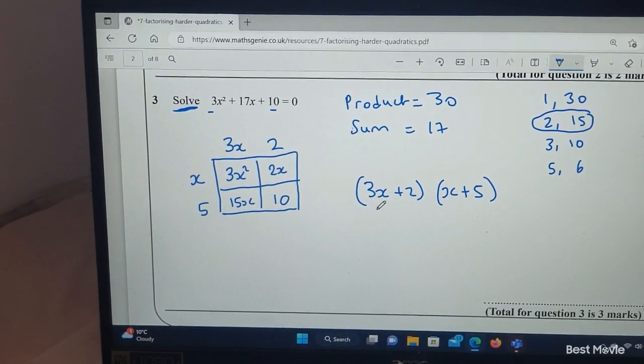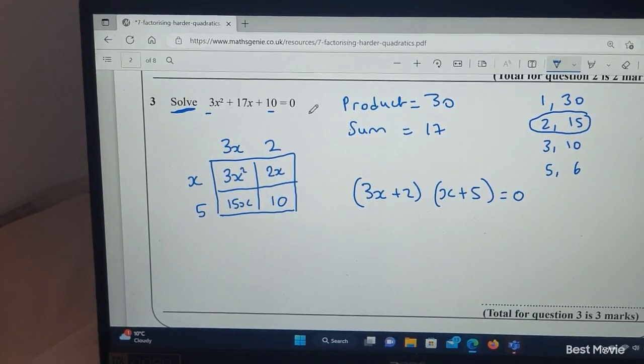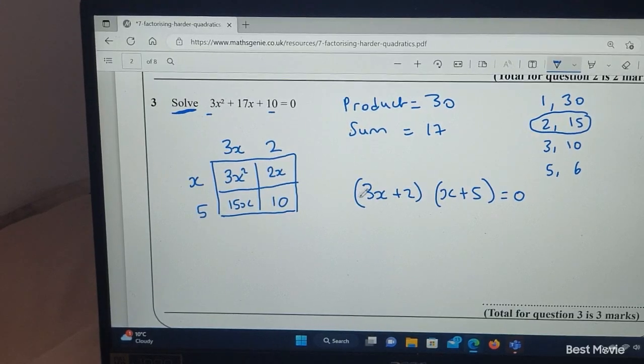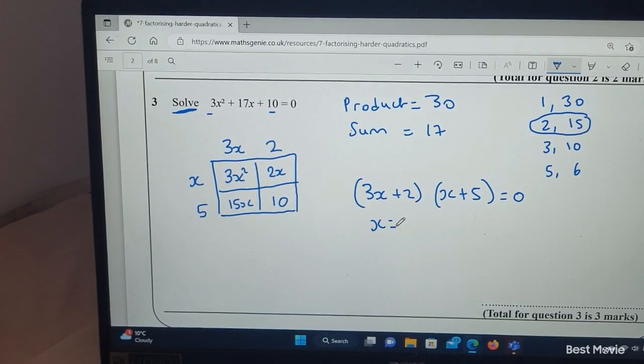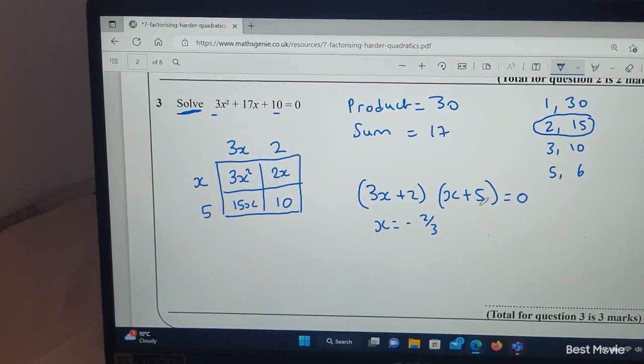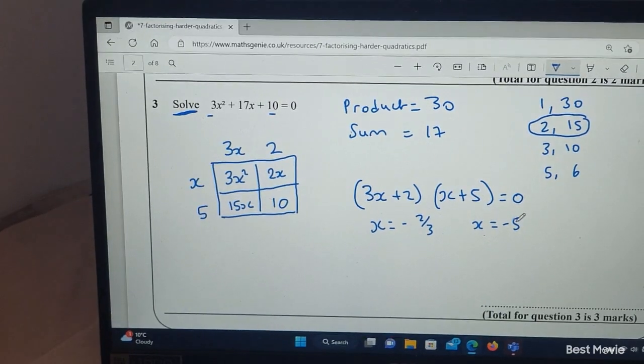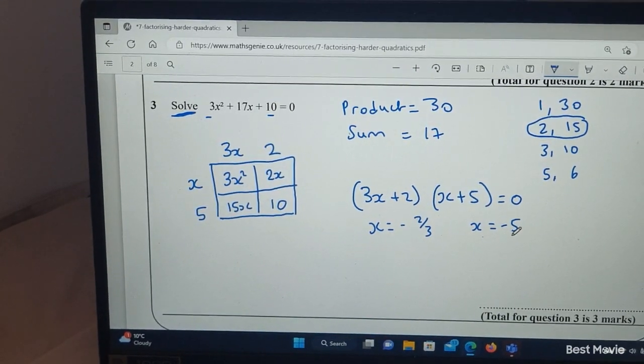So now to solve each, we're going to make this equal to 0 as per the question, and then for this to be 0, x must be minus 2 over 3. For this to be 0, x must be minus 5. So this is the final step to solve.